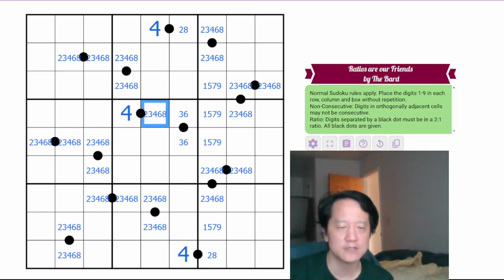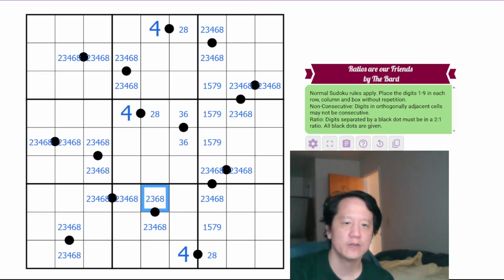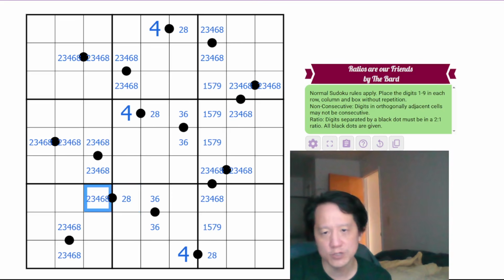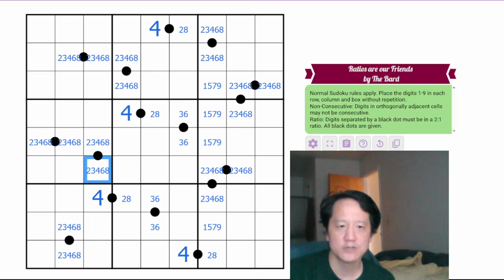Okay, so this is not 4 or 3 or 6. It's 2 or 8. This can't be 4, so this has to be a 3, 6 pair, which eliminates 3 and 6 in the rest of the box. And it can't be 4, so it's 2 and 8, which is in a 1 to 2 ratio with 4. So therefore, this is 4.